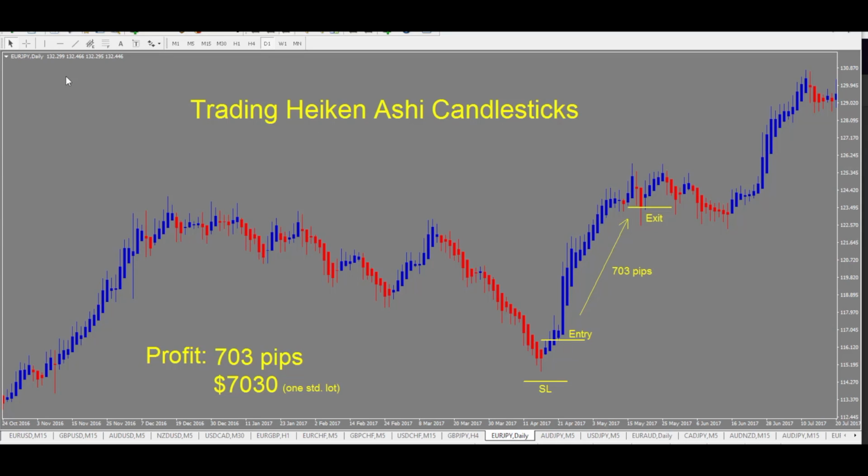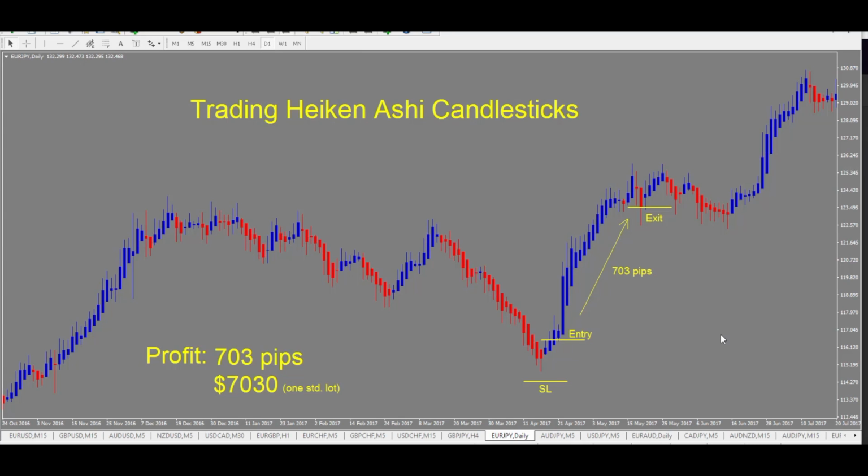Here we are looking at the Euro-Yen daily chart. First thing I'm looking for are two candlesticks in the opposite direction. So let's say price is coming down and we are not in this trade at the moment. We are looking for a turn, so we have to wait for the price to turn and for the trend to establish itself. For that, we want to see at least two candlesticks in the direction that we are looking for the trend to go in.